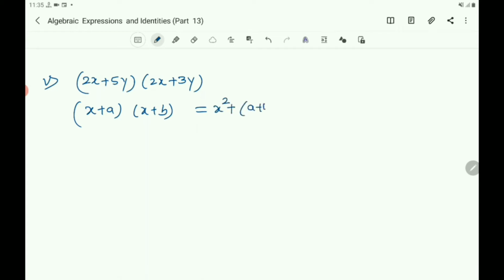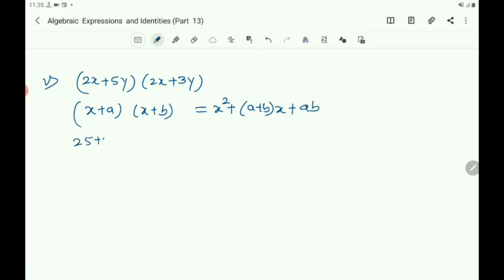2x plus 2y, 2x plus 5y into 2x plus 3y. Then you write the identity x plus a into x plus b. First terms are same, that is 2x, 2x. So use the identity x plus a into x plus b equals x square plus a plus b into x plus ab.